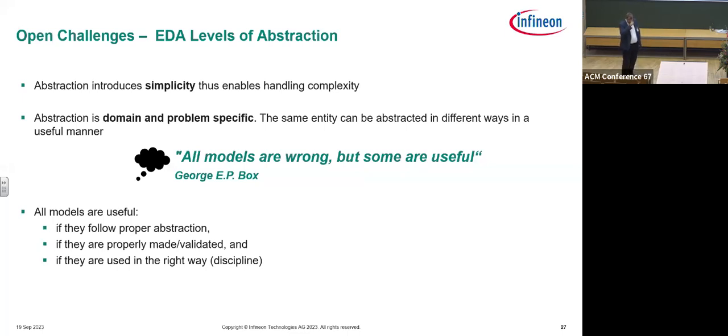Abstraction is domain and problem specific, but at least we represent it by training. By the kind of training, what we train the networks on, we can select and represent it. But if you follow the statement of George Box, who by the way was a statistics or math professor, he says all models are wrong, but some are useful. In the same way, machine learning models are also wrong. But the point is that we can make models useful if they follow proper abstraction, if they are properly made and validated, and if they're used in the right way.